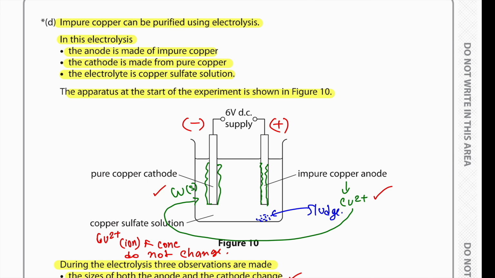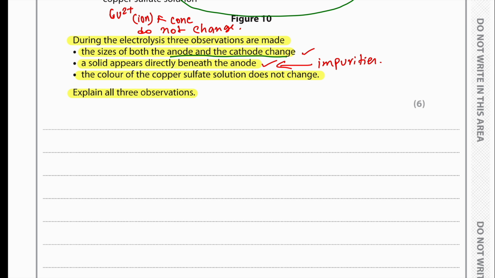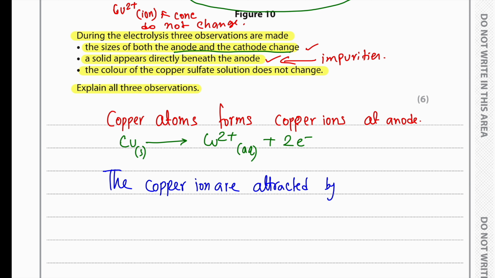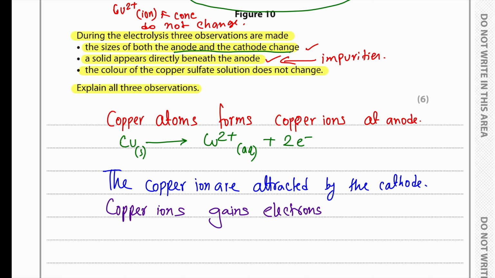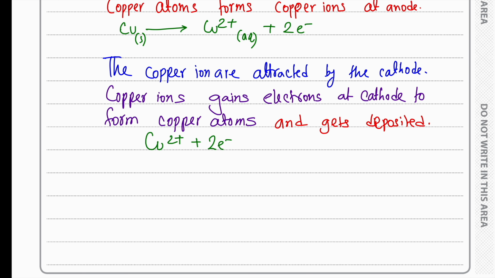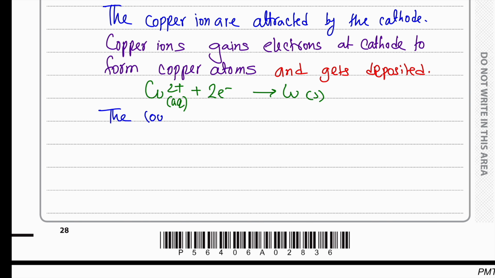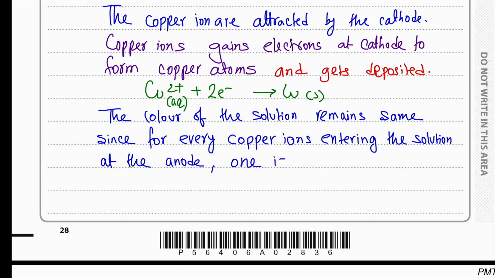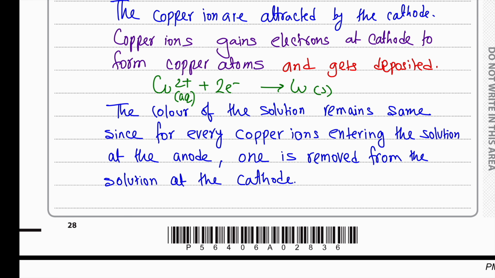Since this is an asterisk question, we'll have to give the answer directly from the syllabus. So the answer can be written as follows. Copper atom forms copper ions at the anode. So copper turns into Cu2+ and gives off 2 electrons. The copper ions are then attracted to the cathode. The copper ions gain electrons at the cathode to form copper atoms and get deposited. So Cu2+ from the aqueous solution gains 2 electrons to form copper solid. The color of the solution remains the same since for every copper ion entering the solution at the anode, one is removed from the solution at the cathode, and the solid below the anode is insoluble impurities falling from the anode.